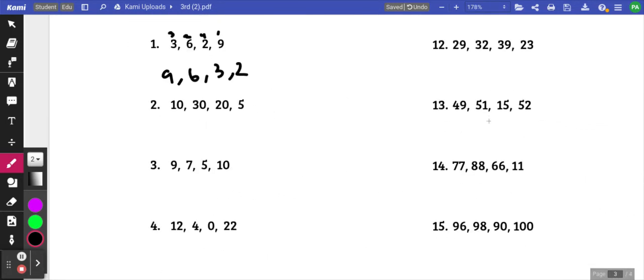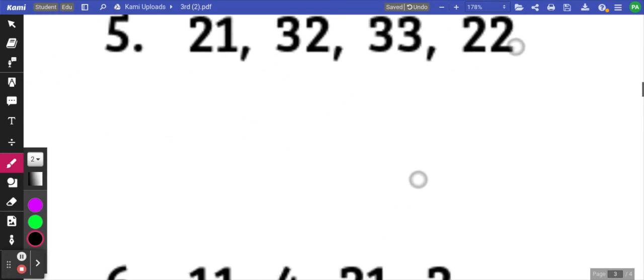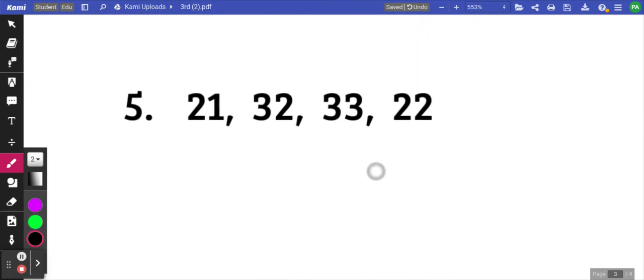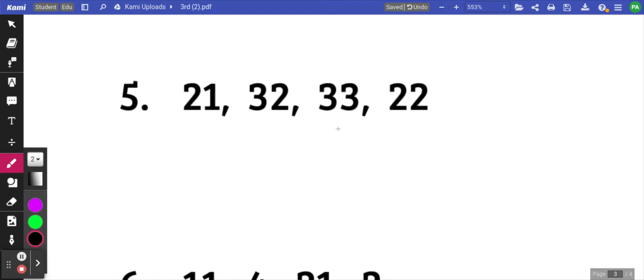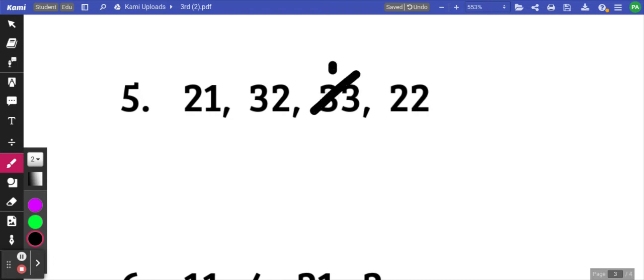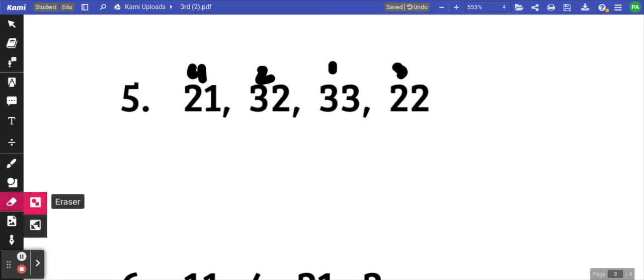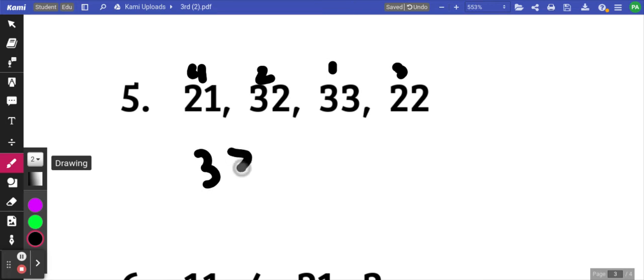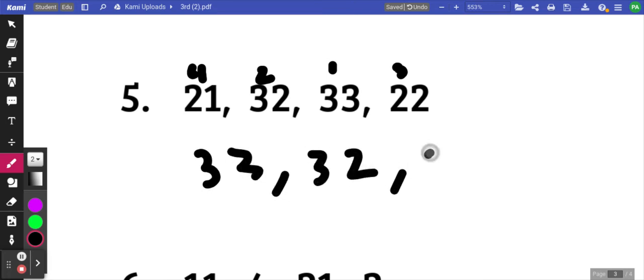Let's try one more. Let's try number 5. This one should not be any trickier, so let's go for it. Which one is the biggest number? Obviously 33. Next one, 32. Then 21, 22. Which one is bigger? 22. And then 21. So once again we have our order of 33, 32, 22, and 21.